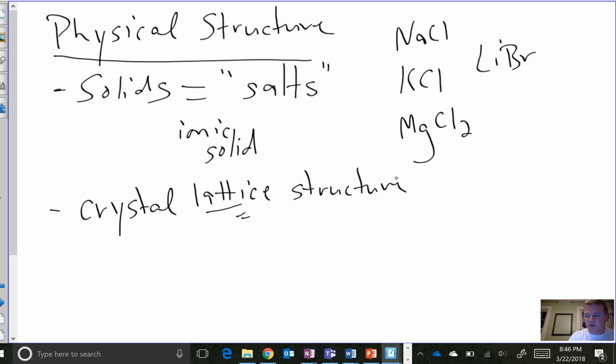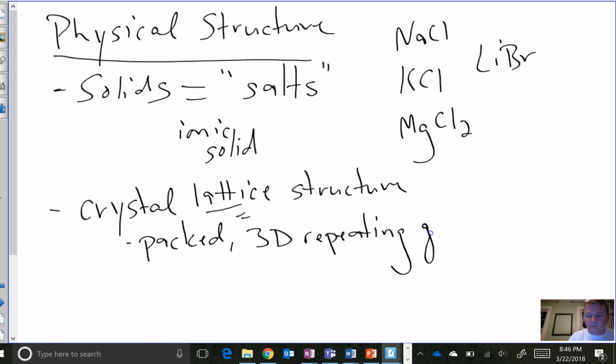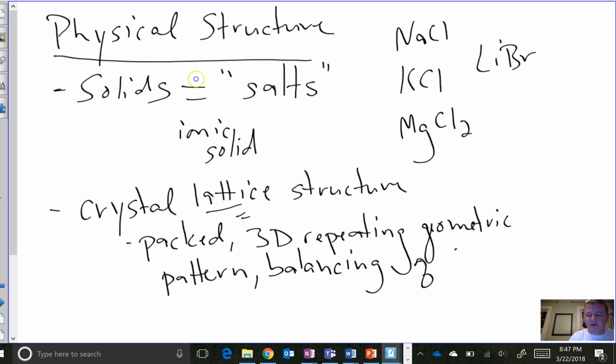So this crystal lattice structure, as it pertains to ionic compounds, we see the ions form themselves in a very packed, three-dimensional, repeating geometric pattern. And the reason it does that is because in doing that, we see that there's a balancing of the charges, those positive and negatives. Okay?